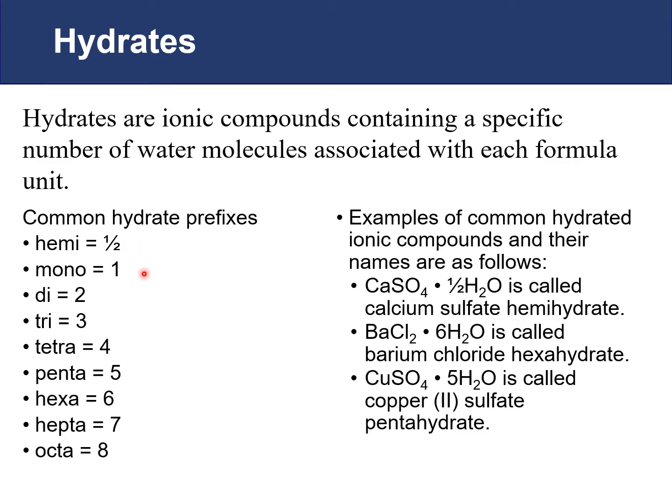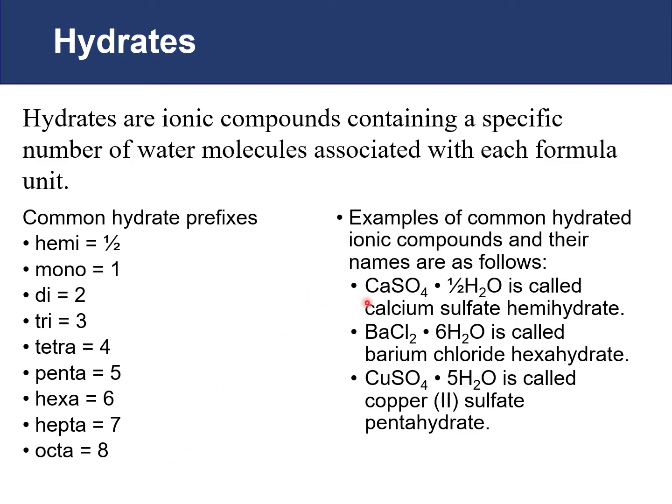For 1 water per formula unit, it's mono. For 2, that's di. 3 is tri. 4 is tetra, 5 is penta, 6 is hexa, 7 is hepta, and 8 is octa. So what you will do is you'll take the standard name for the ionic compound and add on, after you've indicated the anion, the term with a prefix followed by the word hydrate.